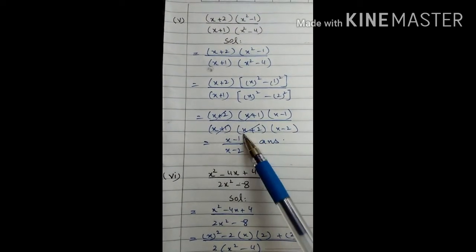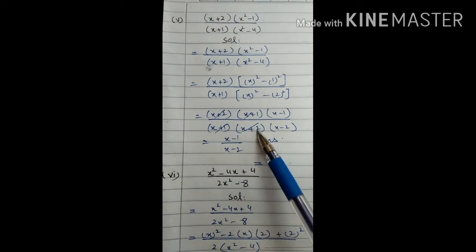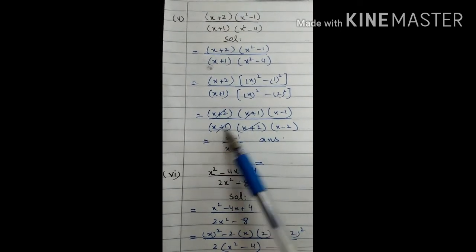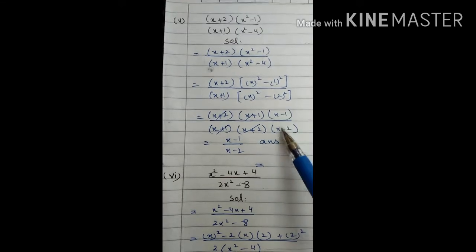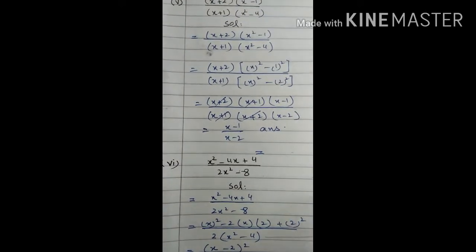Cancel the values whichever can be cancelled. X plus 2 cancelled by x plus 2, x plus 1 by x plus 1. We are having only x minus 1 over x minus 2.